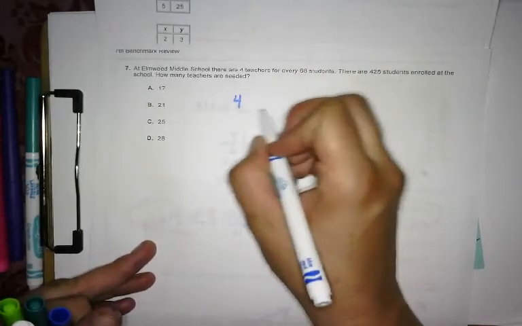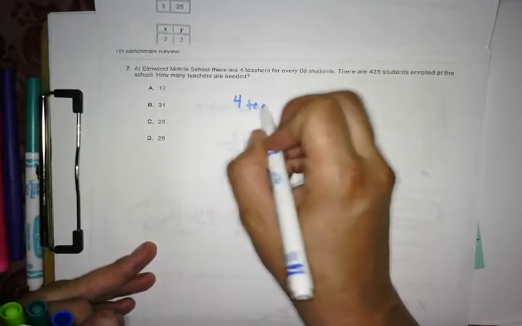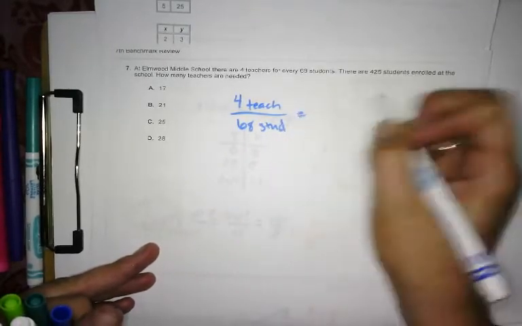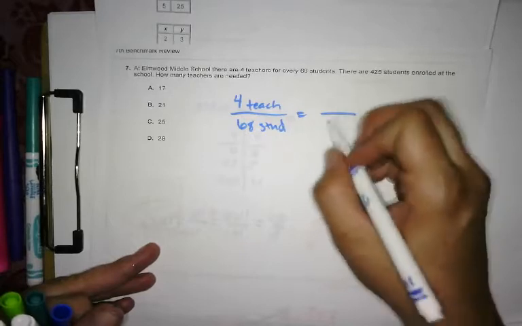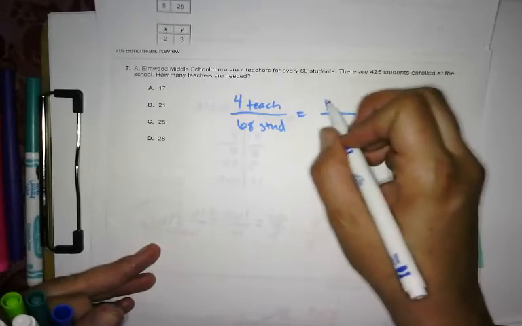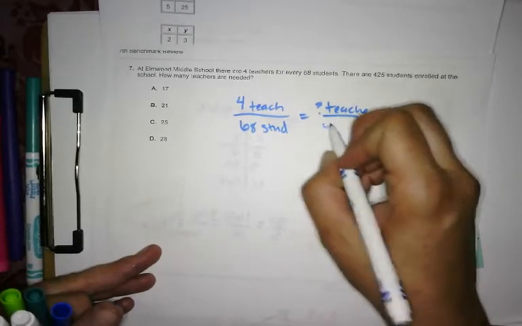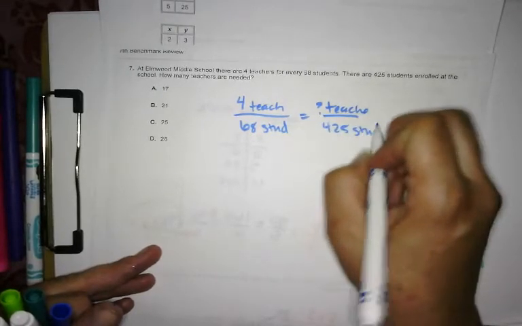Okay, moving on to 7. So here, same idea, I'm setting up proportions, but this time I'm solving. So I have 4 teachers for every 68 students is the same as some amount of teachers, right? So this is some teachers for 425 students.